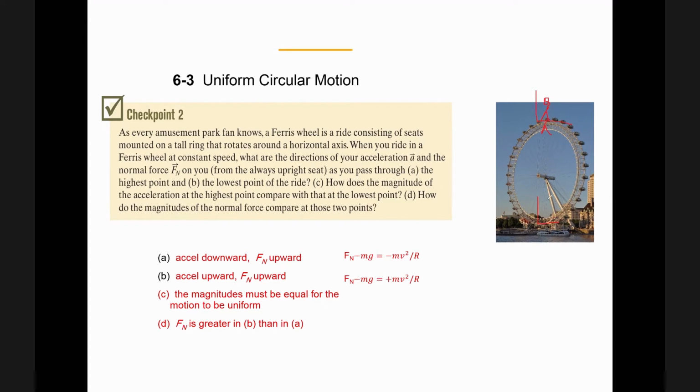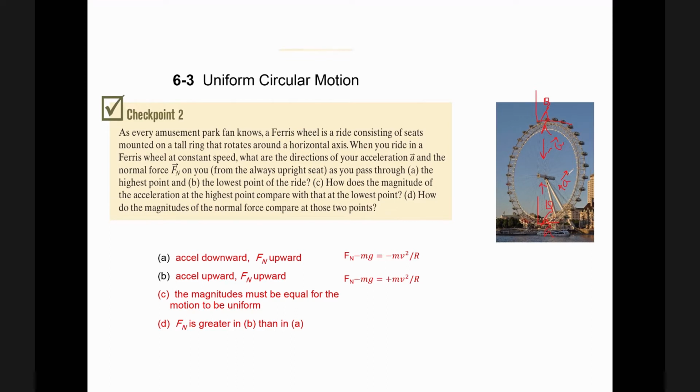And here is the man again. Here he has acceleration, negative acceleration, negative j hat, right? And here he has acceleration, positive j hat. Then different acceleration, whether he is at the top of the Ferris wheel or at the bottom of the Ferris wheel. Now, let's analyze the forces on the man.